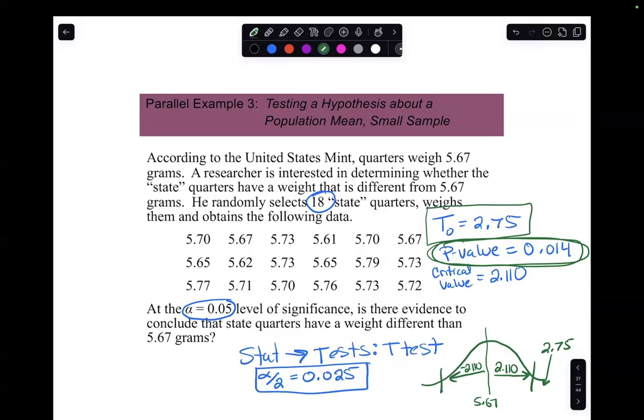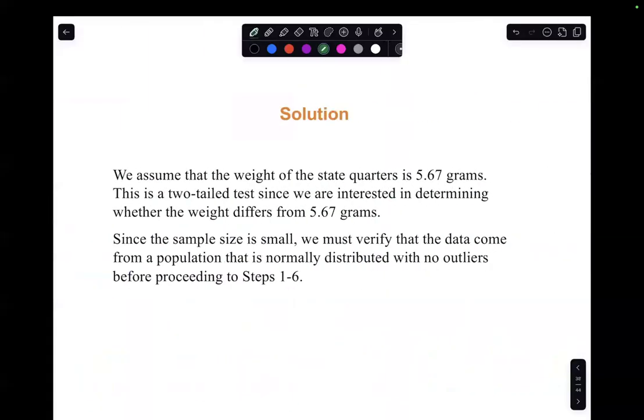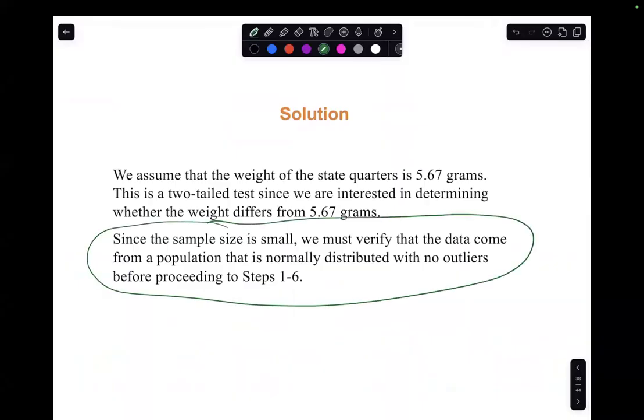Questions? All right. So this right here shows that they want us to verify there are no outliers. I'm not even going to get into that. I'm not making you guys do that. You're just going to make a statement recognizing that it's a small value, and then you're going to move on and just do the math.